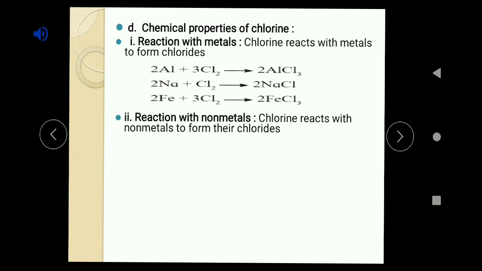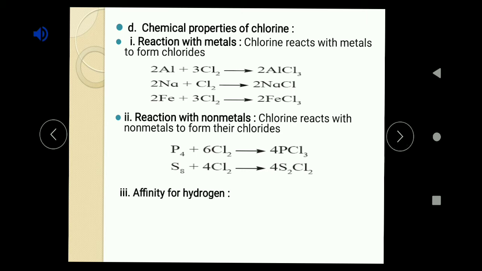In the same way, non-metals also react with chlorine to form their chlorides. Non-metal like phosphorus will form phosphorus chloride, while sulfur will form S2Cl2. So, non-metals also react with chlorine to give you chlorides.